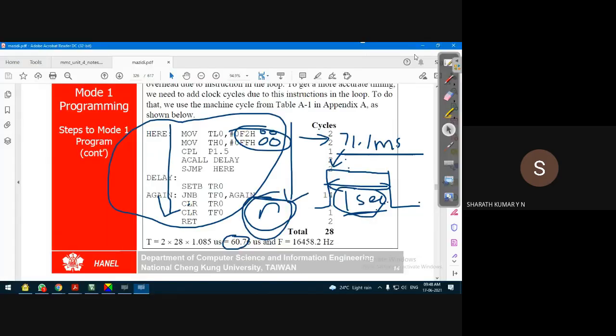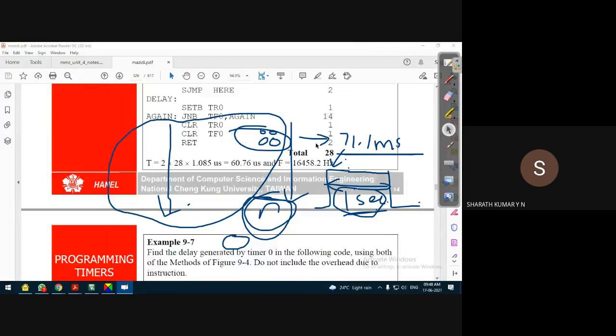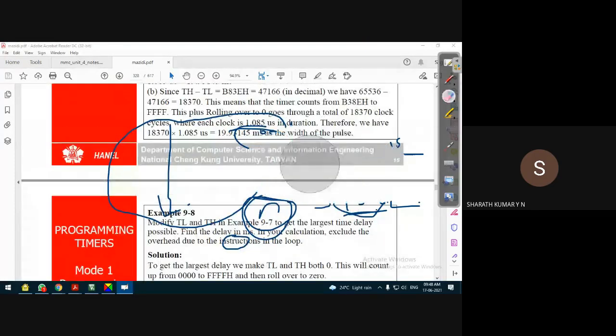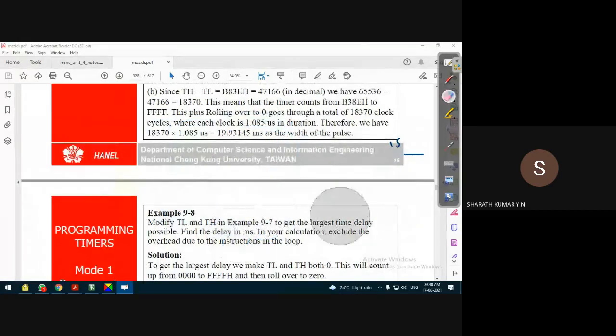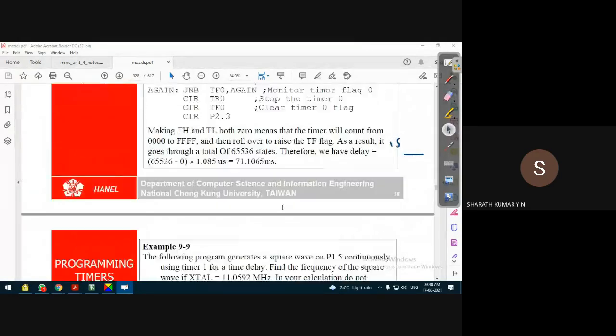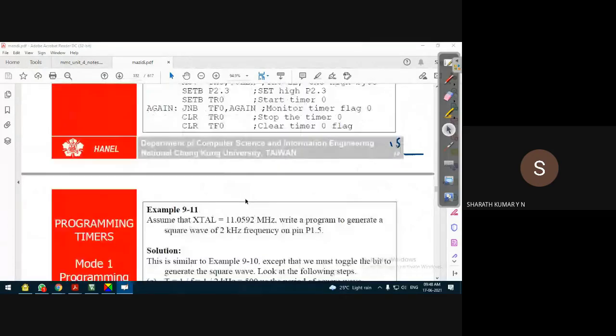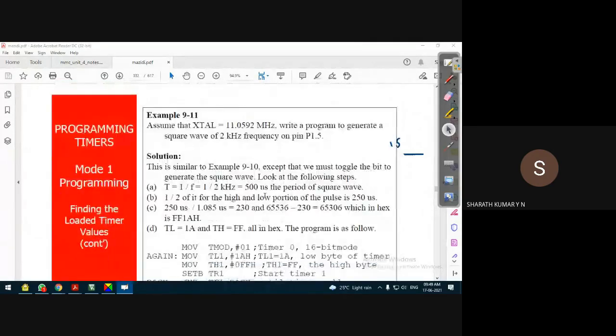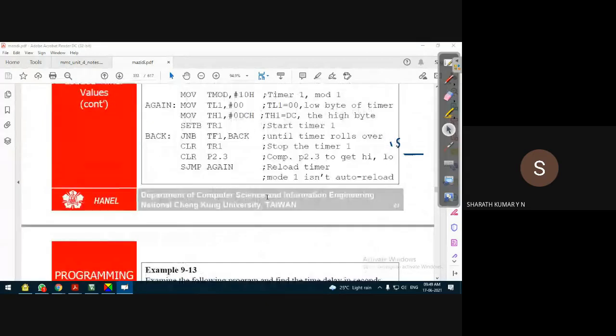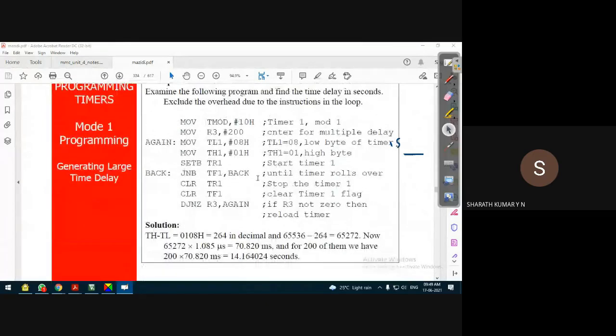Fine. How to write the program? Let us write the program like this. I'll modify the given program here to generate 1 second delay. The program here generates a higher delay, so let us understand for 1 second delay. Once you understand the program, you can apply it to other delays, larger than 1 second also.